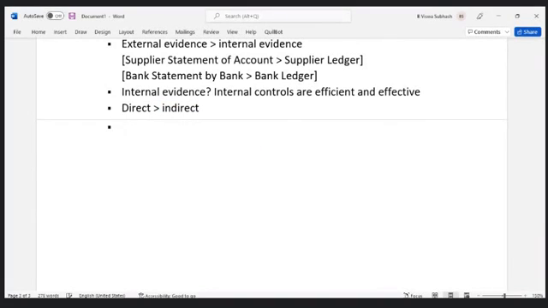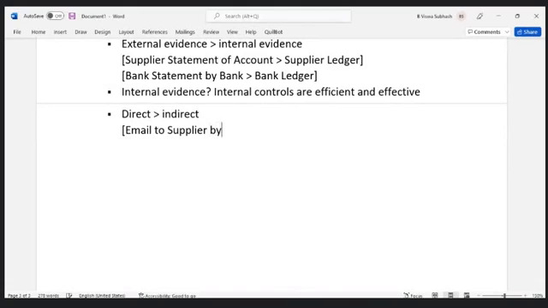Now, there are many instances where, let's say, just take this example. Let's say you are trying to get some documentation, some balance confirmation. Let's think of the balance confirmation. This is a practice for statutory auditors. You try to get the ledger balance confirmation.